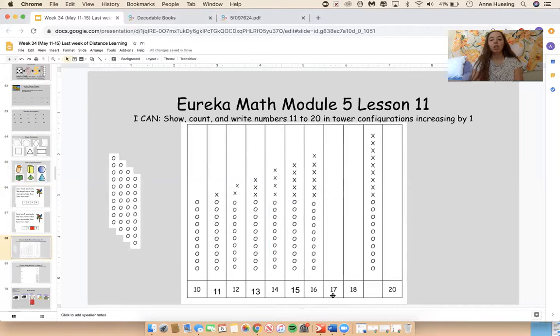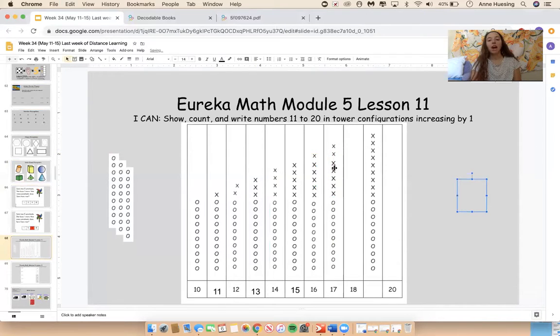How about this number? 17. How many groups of 10? 1, because the first number is 1 in the tens column. Then how many ones? 1, 2. There we go. So we have 5, 6, 7. Was that right? Did we need 7 ones? Yes, we did. We needed 1 ten and 7 ones to make 17.